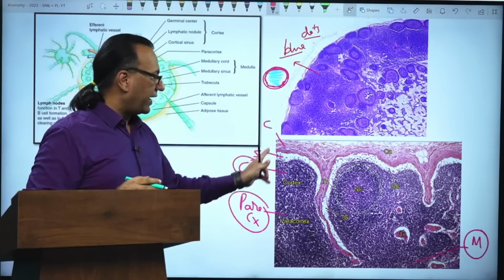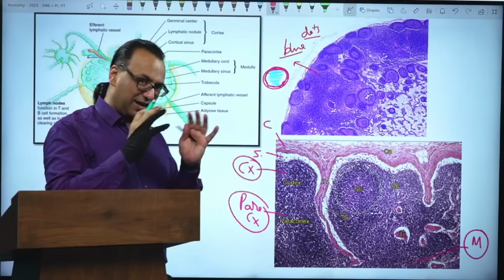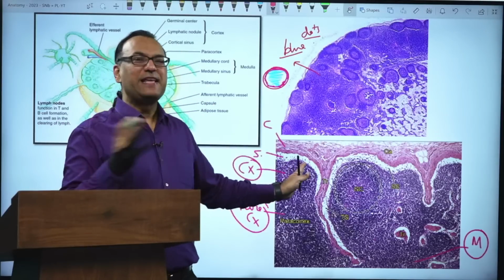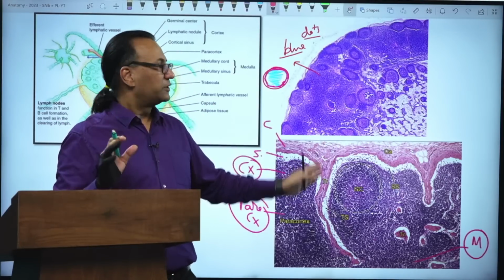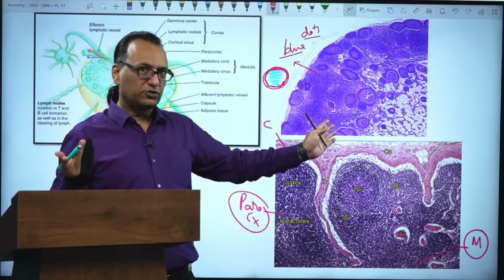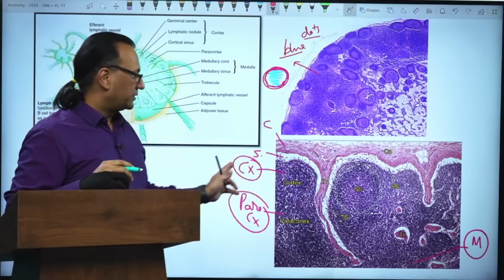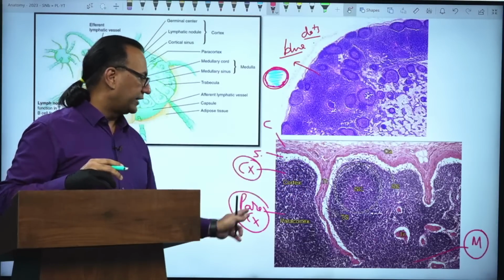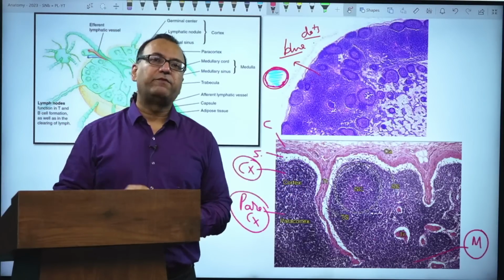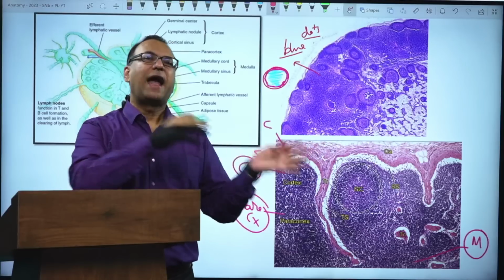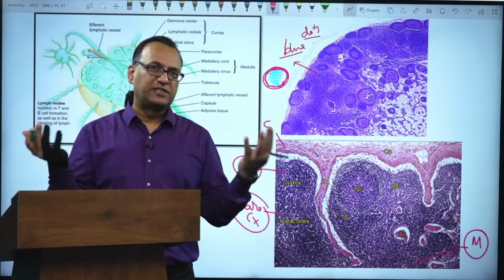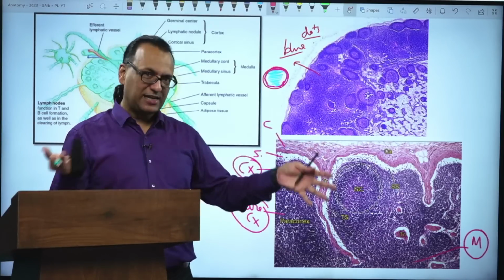You do not find this big subcapsular sinus in spleen. Spleen is also a lymphoid tissue, but doesn't have such a large subcapsular sinus. And spleen will not have the cortex, paracortex or medulla. Spleen will have red pulp and white pulp. So that is the differentiation between a lymph node and spleen.